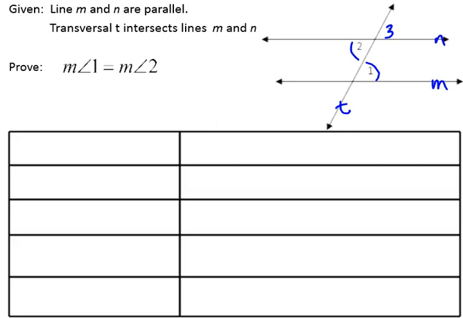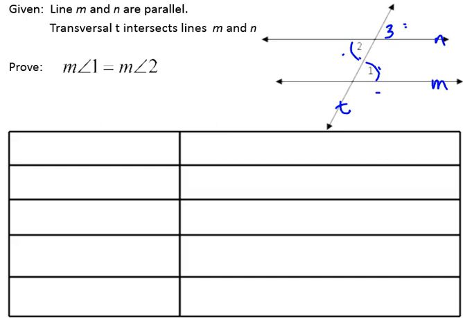Emma, what about 1 and 3? They're corresponding. And what do we know about corresponding angles? They're equal, because the lines are parallel. So if 1 is equal to 3 and 2 is equal to 3, what do we know about 1 and 2? They're equal. That's our proof.